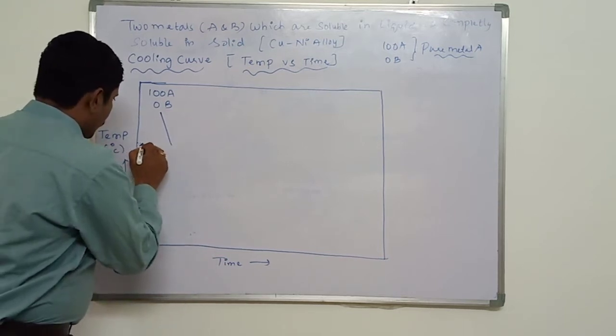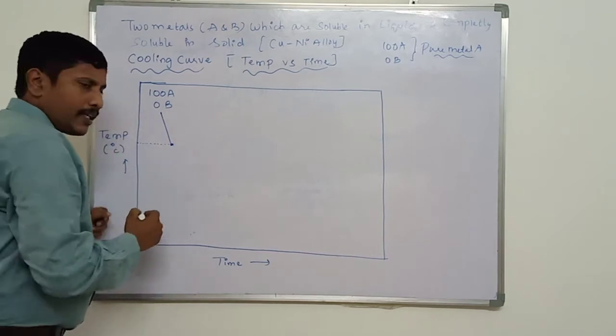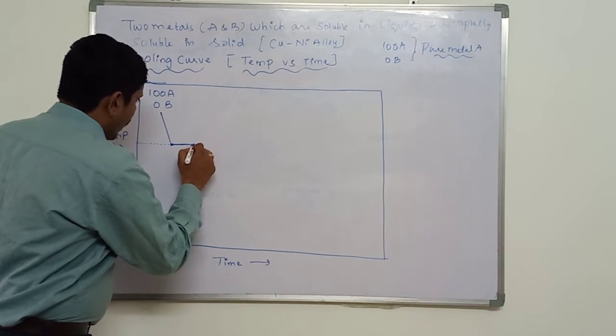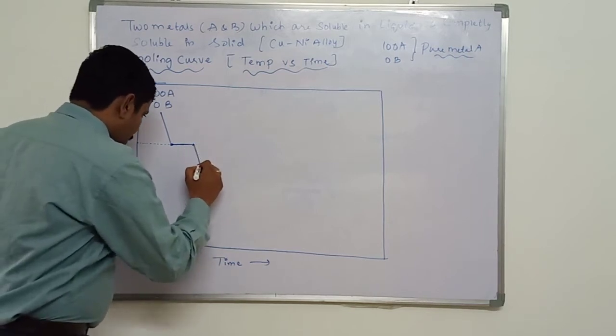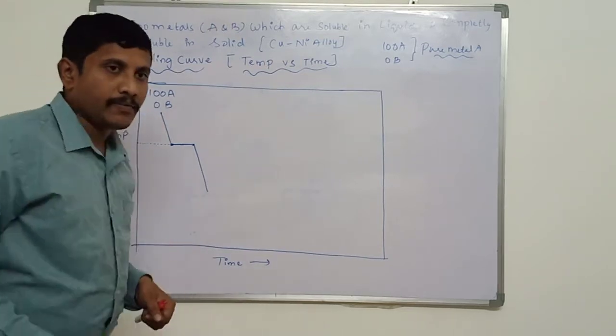So it freezes at a constant temperature. Solidification will start at this temperature and solidification will end at this temperature. So this is the cooling curve for 100A, 0B, that is a pure metal A.